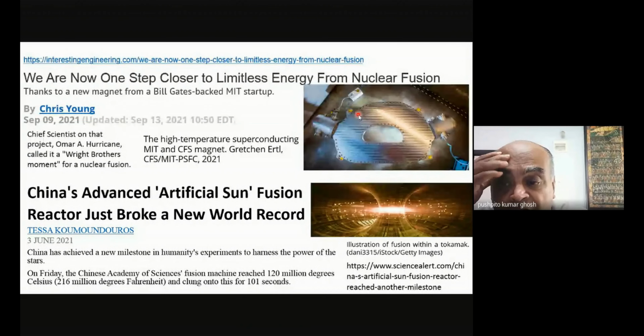And by the way, this is an illustration of how exactly confinement takes place in a magnetic field. This is where it's getting confined, and it doesn't touch anything. The magnetic fields are so powerful that it just stays confined.